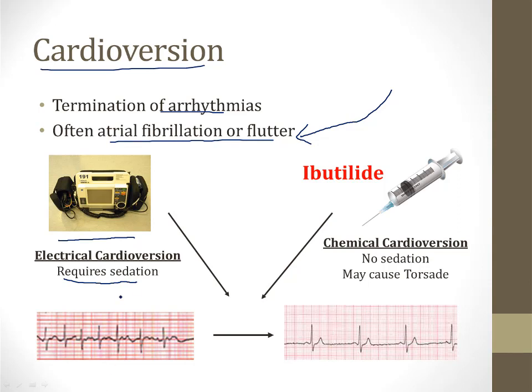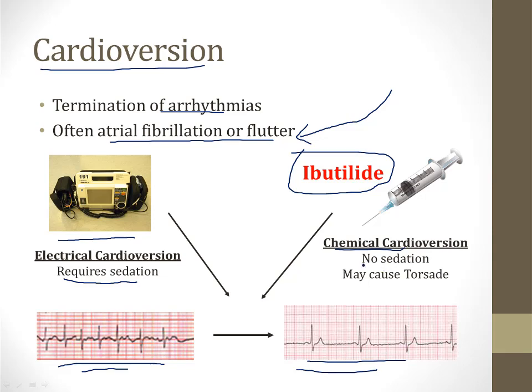What this will do is depolarize all the conducting cells in the heart, and the first cells to wake up and begin repolarizing again are usually the cells of the sinus node. Thus, this will convert an arrhythmia like atrial fibrillation into sinus rhythm. Another option, an alternative to electrical cardioversion, is called chemical cardioversion, and this involves using ibutilide. Ibutilide will also convert atrial fibrillation and atrial flutter into sinus rhythm in many cases.